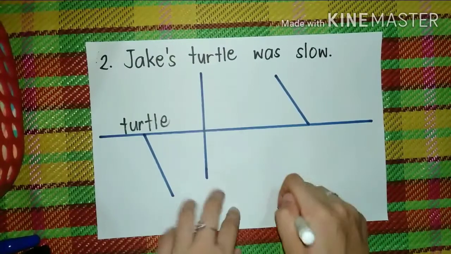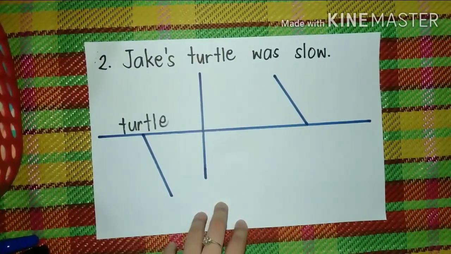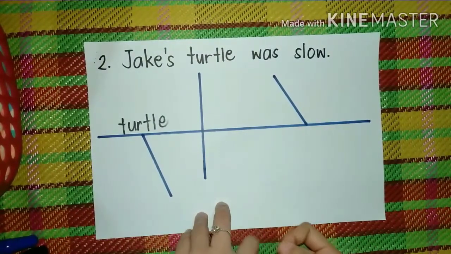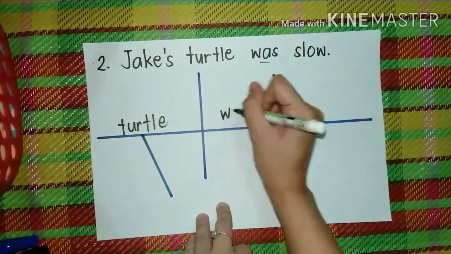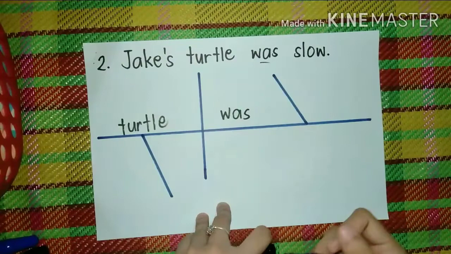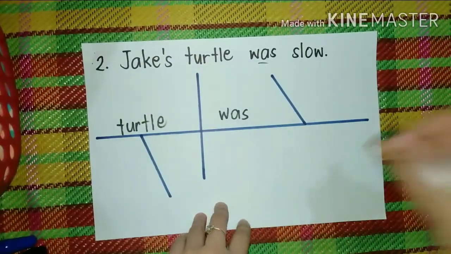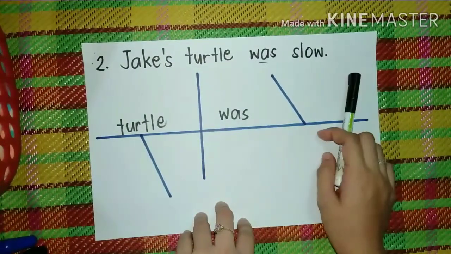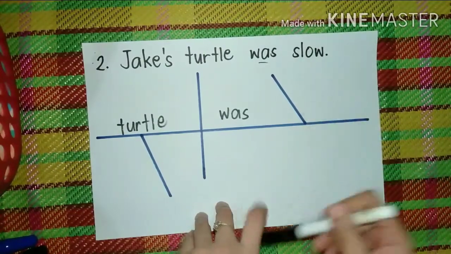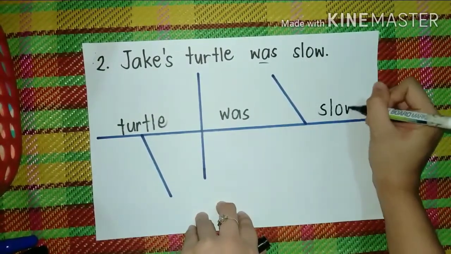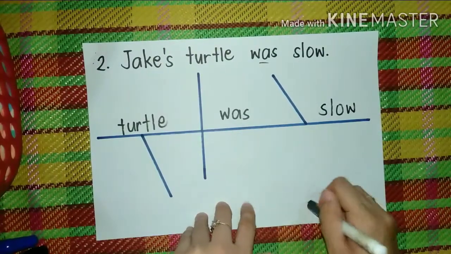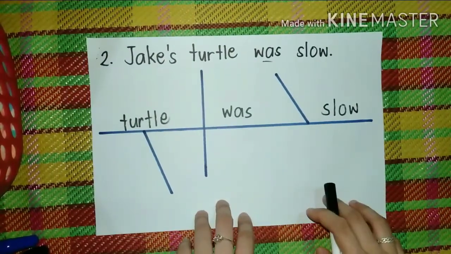Next, what is the being verb? The being verb in this sentence is the word was. So I'm going to write was here. And the adjective that describes the turtle is the word slow. I'm going to write slow in this part as the subject complement.